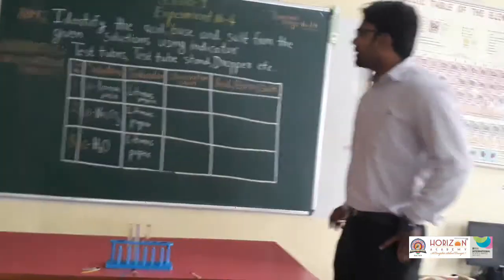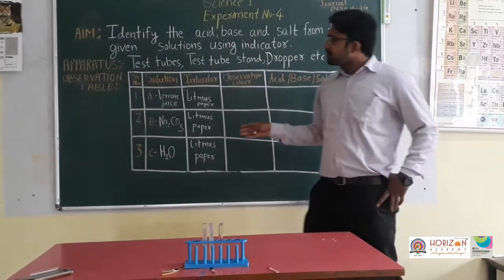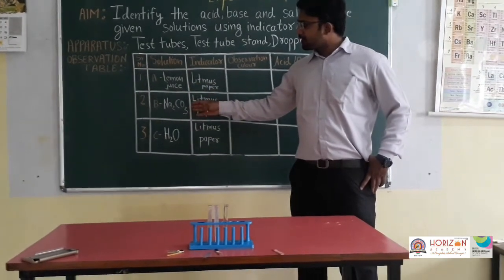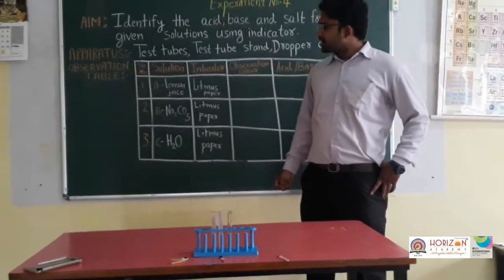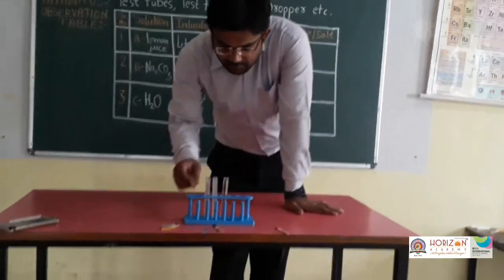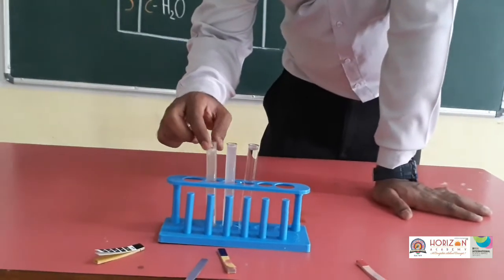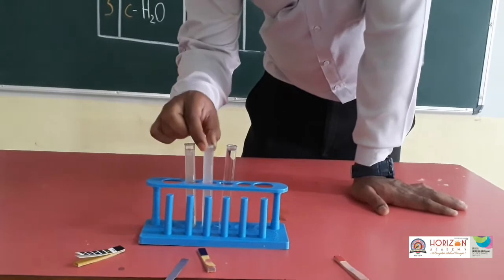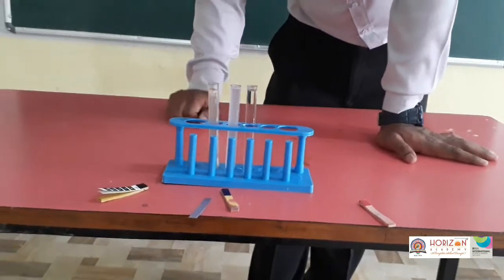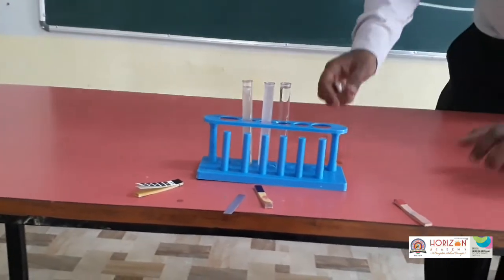So let us see. We have test tube stand, dropper, etc. And the chemicals are litmus paper and lemon juice, sodium carbonate and water. So let us start this experiment. We have taken test tube stand. Here solution number A is lemon juice. Solution number B is sodium carbonate and solution number C is water, H2O. So we have to check with the help of litmus paper whether the given solution is acidic or basic.